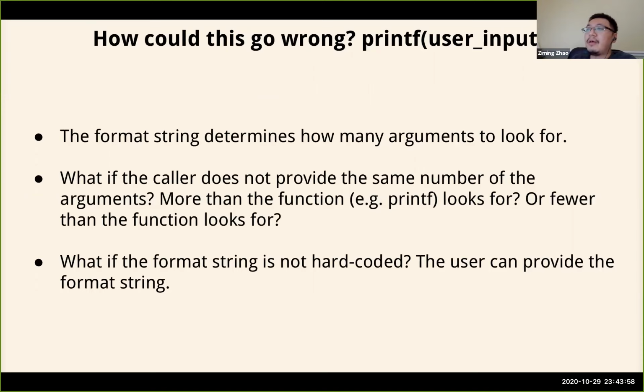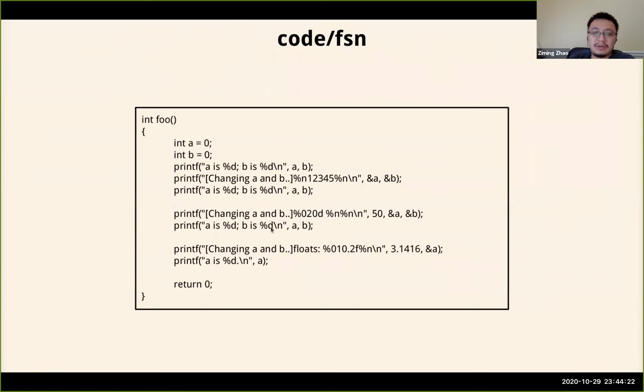So remember that in a format string function, it is the format string itself that determines and tells the function how many arguments it should look for. In this case, there are two %d here. So the function printf knows it should look for two arguments. But at a syntax level, if you do not give it two arguments, if you just give it one argument, there's no syntax error.